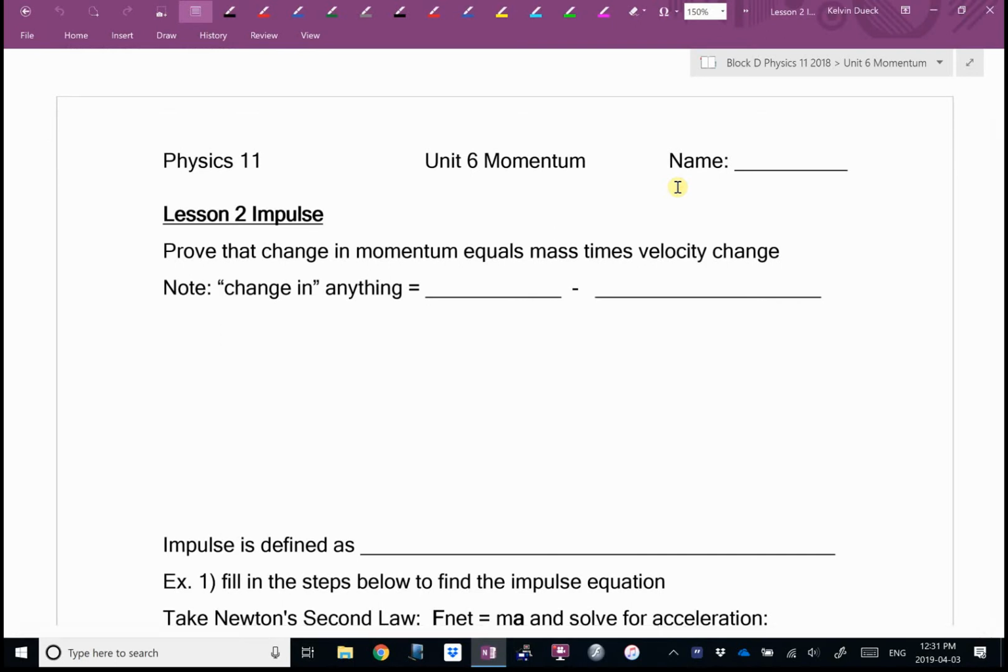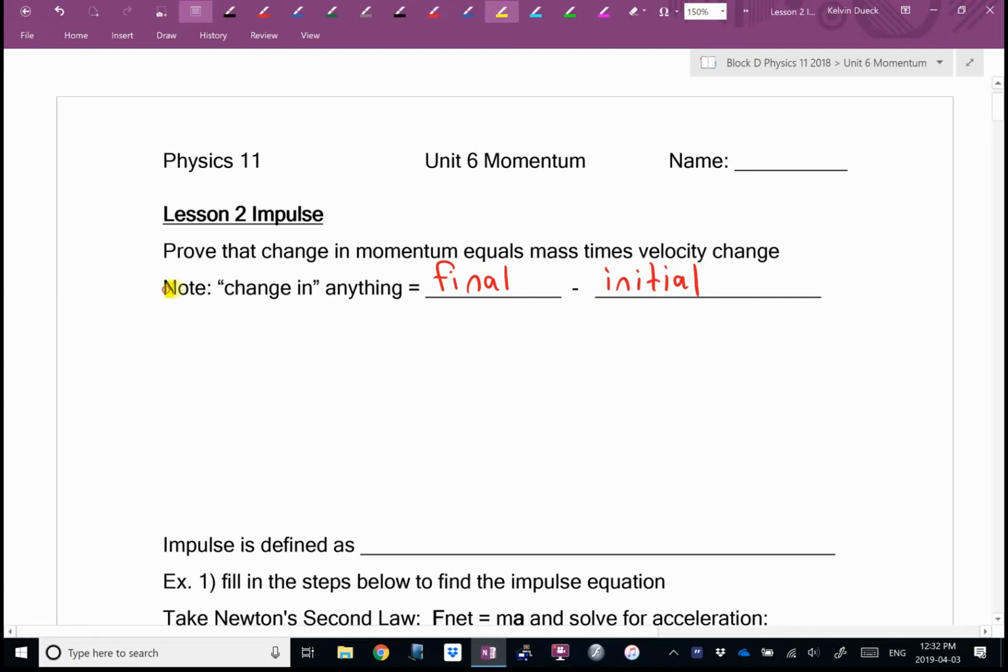Does anybody know what's change in anything in physics? It's always something minus something. Does anybody know what those two somethings are? I snuck it in my Science 9 if you had me for Science 9, but I didn't do a big song and dance. I don't think I had anybody here for Science 9. I did not. Change in anything is always final minus initial.